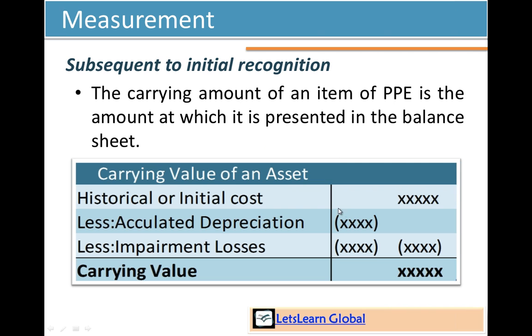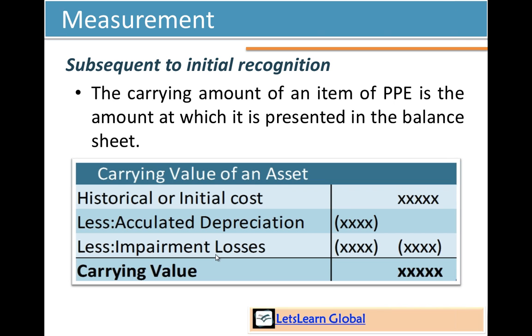And you deduct these two values from the historical cost. When you purchased the asset, the amount you used to purchase the asset is called initial cost, or historical cost, or original cost, minus accumulated depreciation.